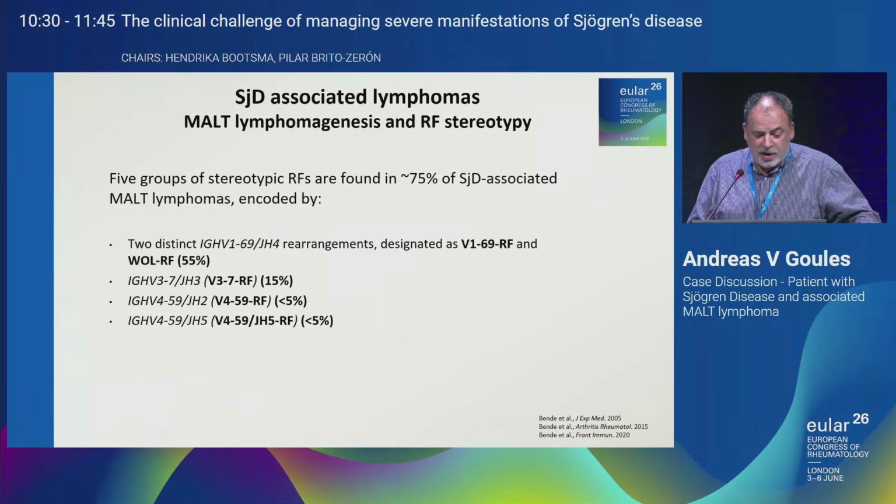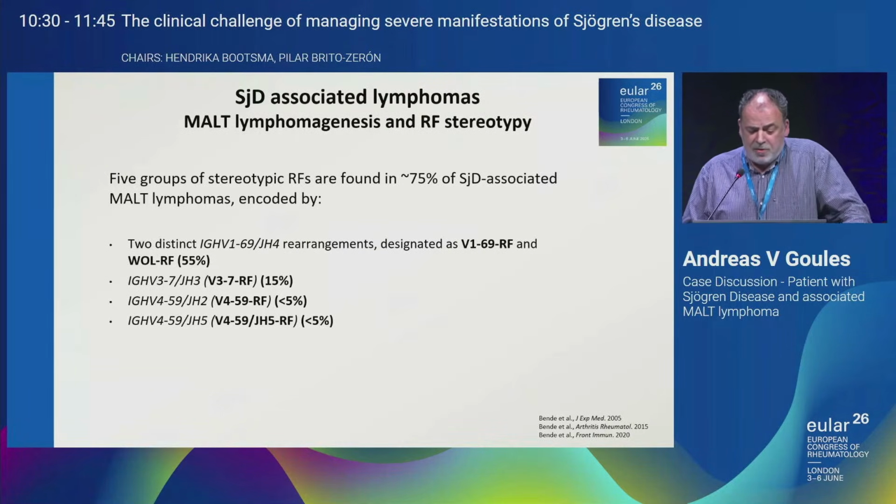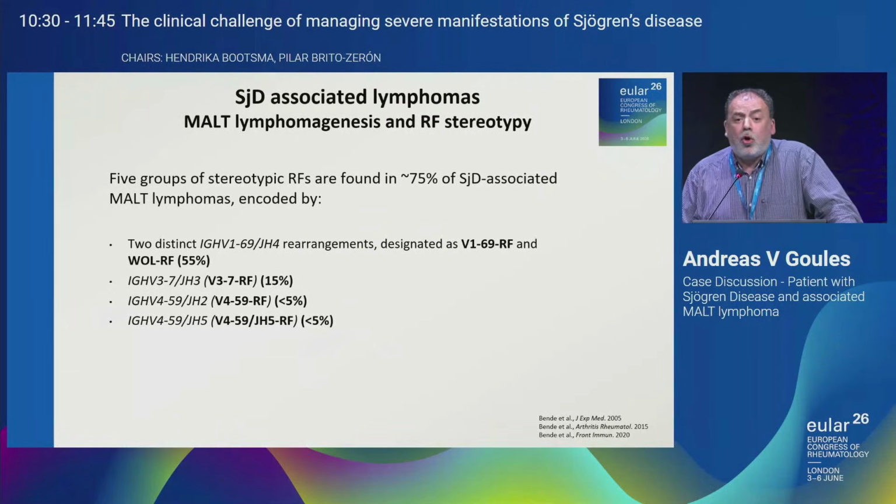75% of Sjögren-associated MALT lymphomas develop RF positivity, and there are specific VDJ rearrangements at the BCR receptors, and not all of them have cryoglobulinic properties.